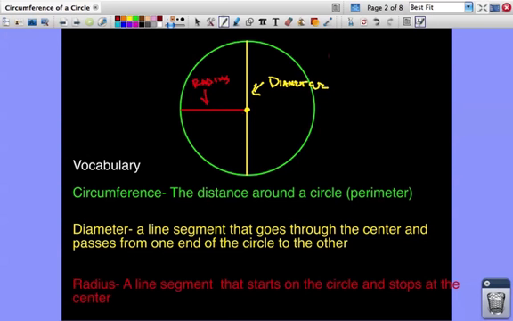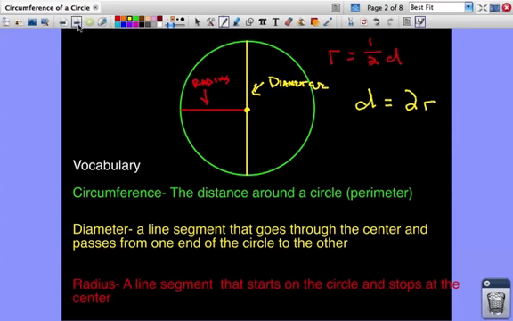Now, because the radius is half the diameter, I can write this formula right here. Radius equals 1/2 of the diameter, or we also know that the diameter is equal to 2 times the radius. Because if I take this radius and I multiply it again by 2, it's going to give me a second radius, which is going to go from one end of the circle to the other through the middle, which is the same thing as the diameter.